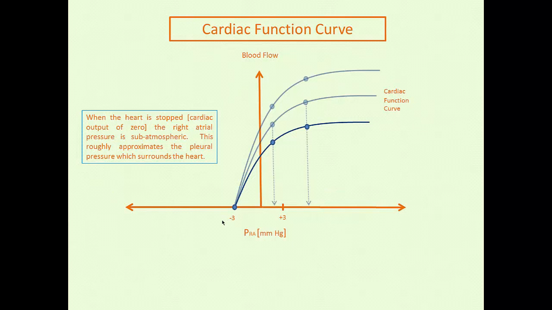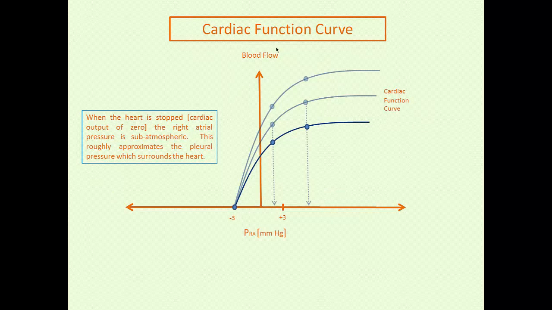And that is because if you could imagine the scenario where you clamp the SVC, you clamp the IVC, you stop the heart, and then you put a catheter into the right atrium and you measure the pressure in the right atrium, well, the pressure in the right atrium will be equivalent to the intrathoracic pressure.